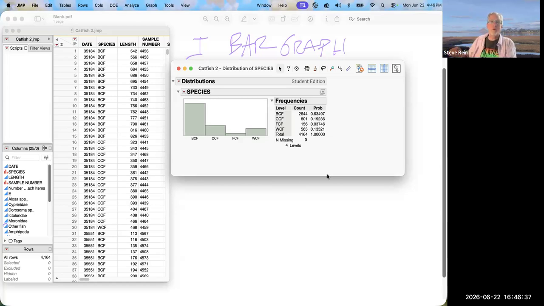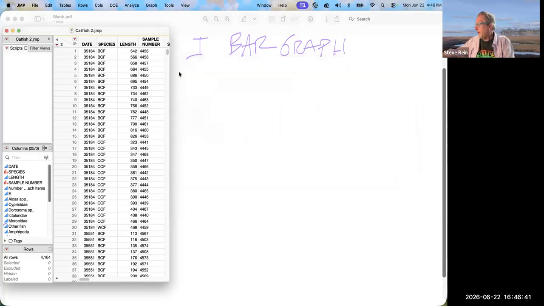Bar graph, a categorical variable. What's the other kind of thing? Well, what about a histogram? A histogram is basically a bar graph, but for something that's quantitative in its style. Okay, bar graph for quantitative things.